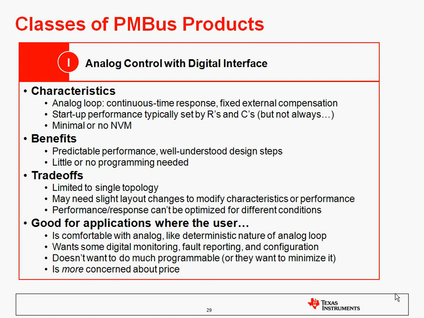So class 1 is analog control, digital interface. Some of the things that characterize this kind of part is it is an analog loop, so it's a continuous time response, fixed external compensation. It's very familiar if you're already used to using analog power management devices. It has a startup performance that's typically set by external components, R's and C's. It may have non-volatile memory, but it's probably not going to have a whole lot of it.